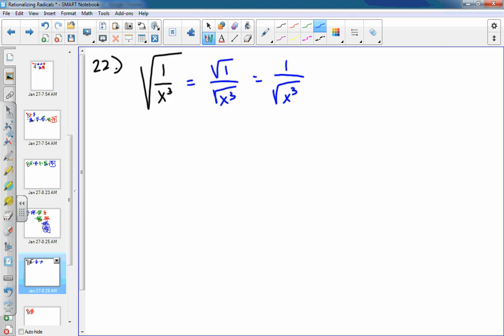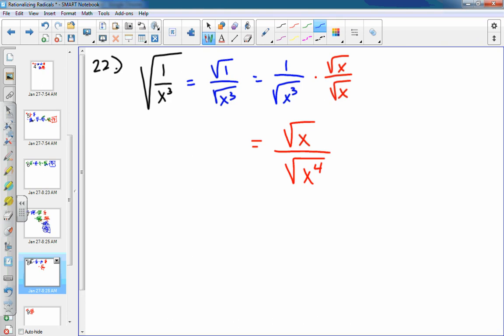3 is not divisible by 2, but is there a number larger than 3 that is divisible by 2? 4, 6, 8. We want the one closest to 3. So we want to use that 4. So I need to have 4 x's inside there. So how many do I need to multiply by? Just by one of them. So if I multiply this by the square root of x over the square root of x, this gives me the square root of x all over the square root of x to the 4th. Do we see that? Because that's how many x's I now have underneath there in the denominator.